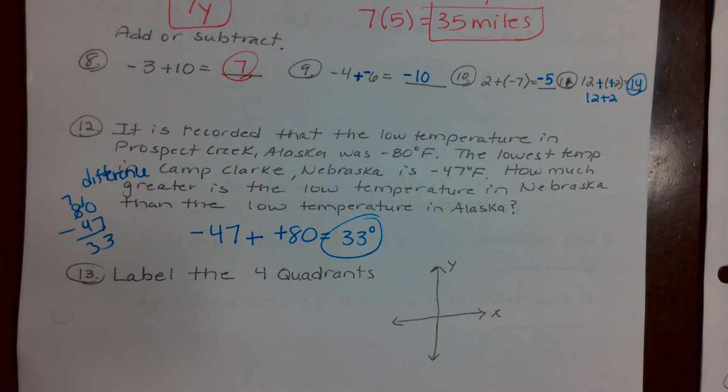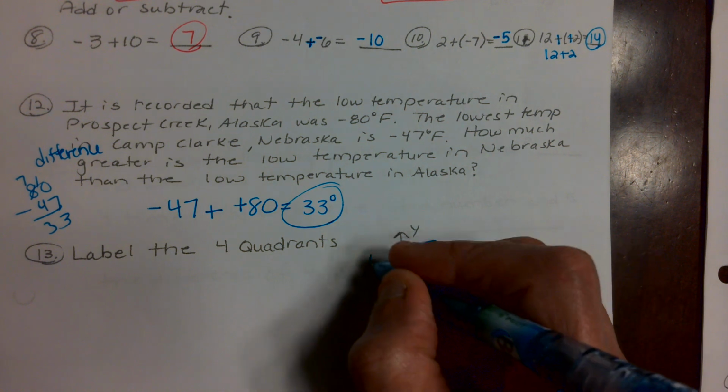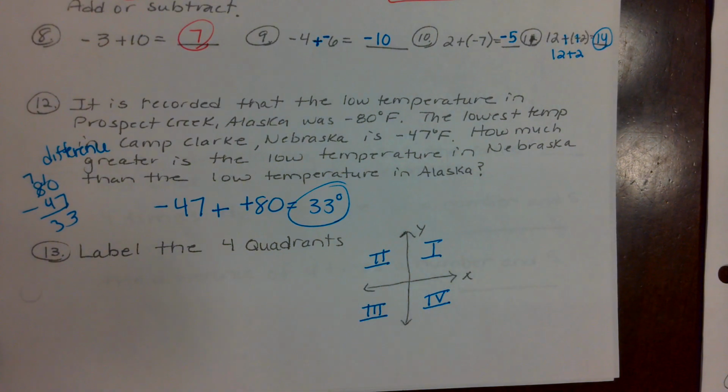All right. Label the 4 quadrants. Label them properly, please. Not like I did that one day. Okay. 1 is always up here. 2. 3 going counterclockwise, and 4.